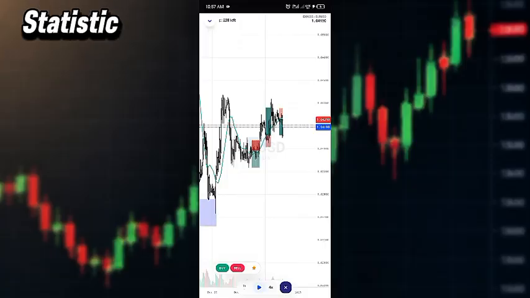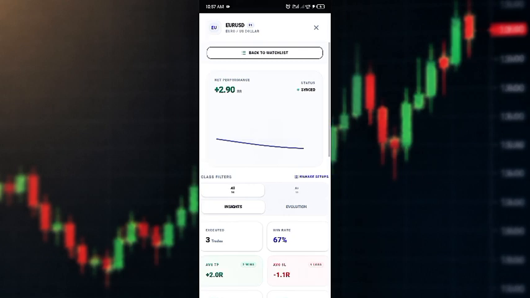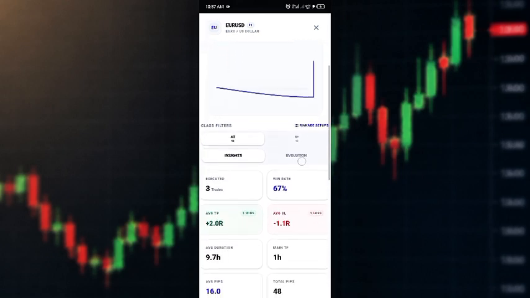The fourth feature is statistics. And this is where many traders make mistakes. Winning a few trades doesn't prove anything, and losing a few trades doesn't prove anything either. What matters is the data collected over a large sample size.